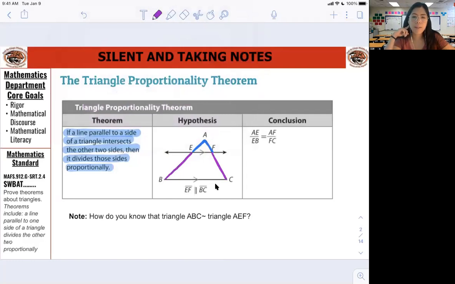So let's think about how that's similar to what we've already learned about triangles. So what we've talked about before, if you had two similar triangles, like in this example, what would be the proportion that we would come up with before we learned about this theorem?